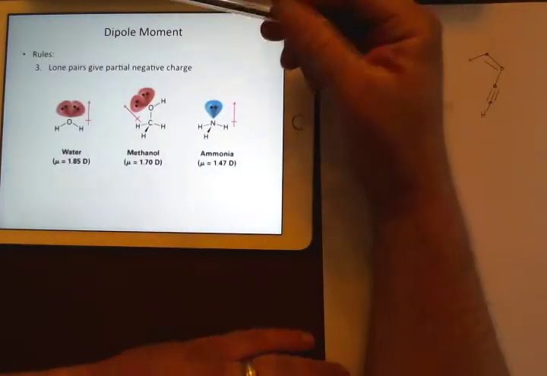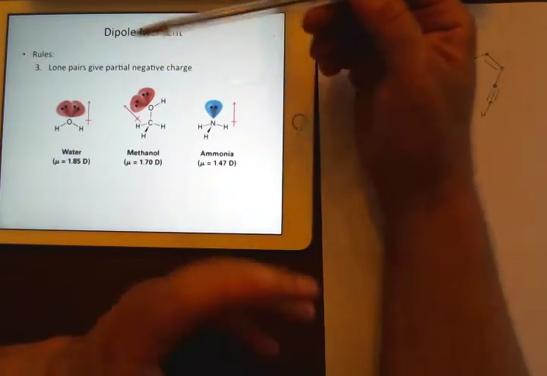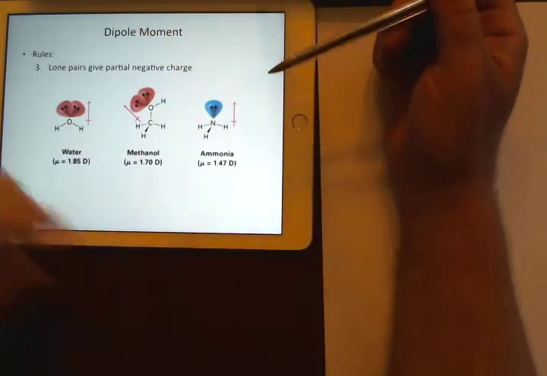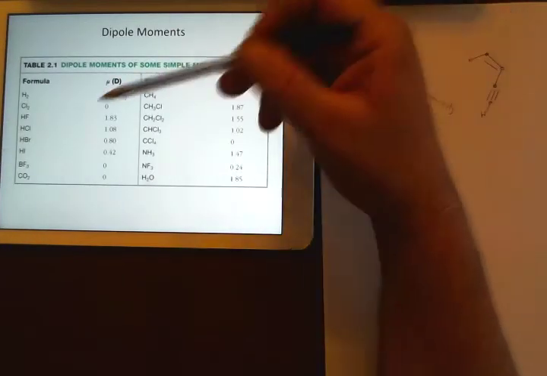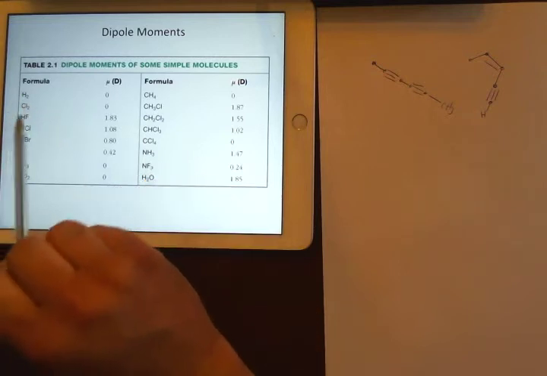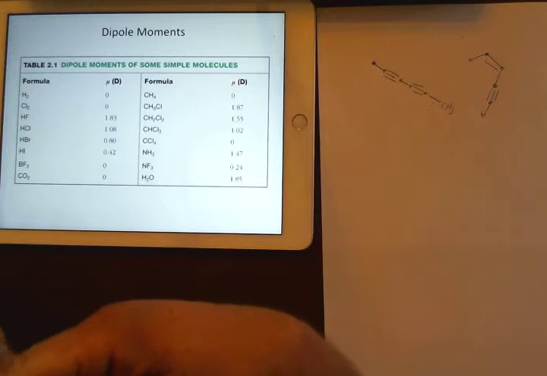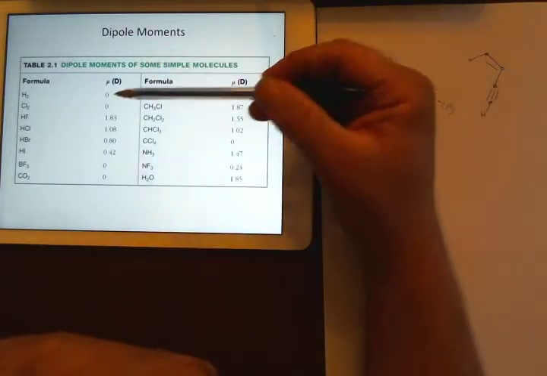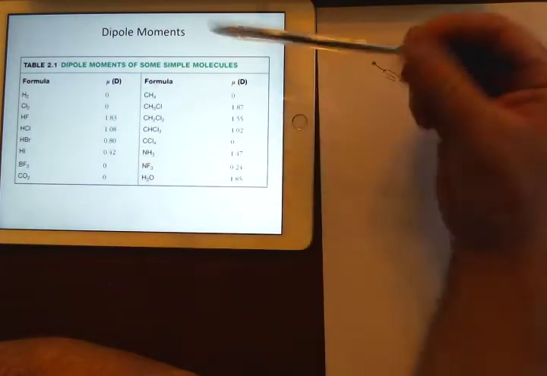Okay, lone pairs give that negative character, right? Because they're electrons, they're negatively charged, so they're going to act like partial negatives. Okay, so here are some dipole moments. Notice that even for things that are very electronegative, like chlorine, it's symmetrical, right? So the pull is equal and opposite, so the dipole is 0. These two, because the molecules are symmetrical, are 0.